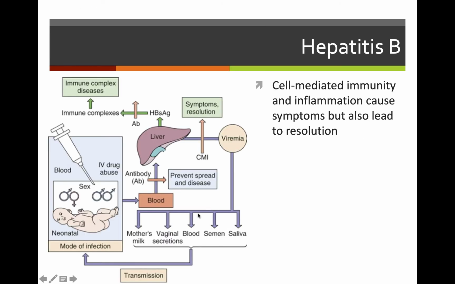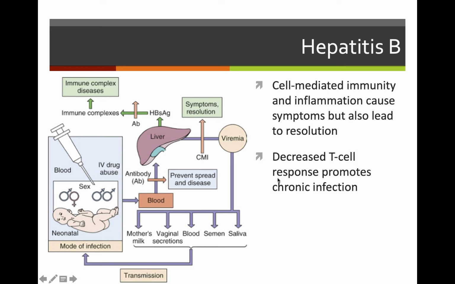Cell-mediated immunity and inflammation, of course, cause the symptoms like we talk about, but they also can lead to resolution. So you're probably going to feel worse at first if you have a functional immune system, but you'll end up feeling better later. A decreased T cell response, so a decreased cell-mediated immune response, is what can promote chronic infection. Antibody then can also protect against infection because antibody prevents the virus from spreading and getting into host cells.